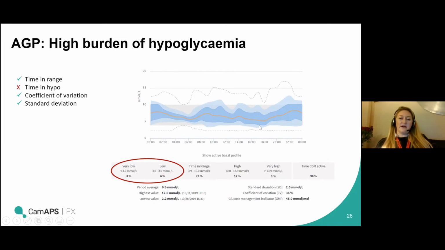So looking at that, although overall everything's going nicely and there's not too much variability, the coefficient of variation is 36%, so that's the upper limit of what we're looking at. What we want to do is keep the time in range and the variation tight, but see if we can get rid of the burden of these hypos, particularly through the afternoon.